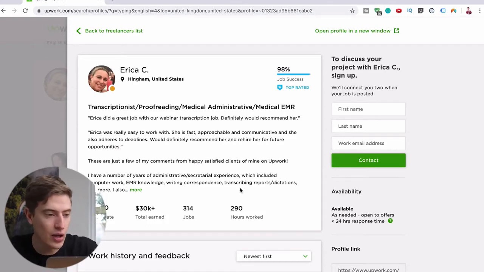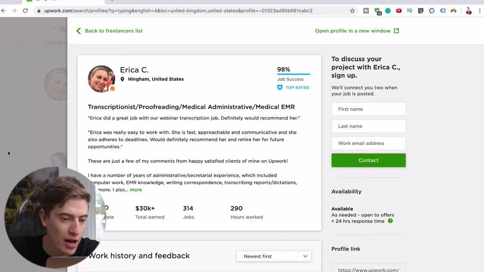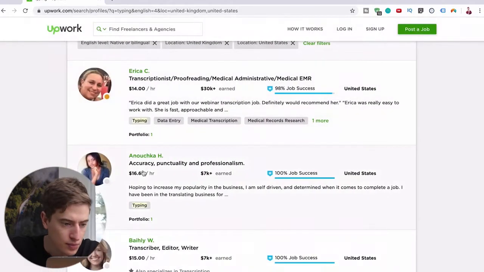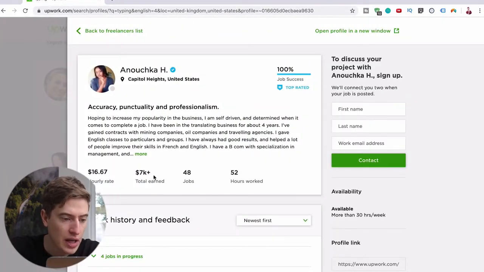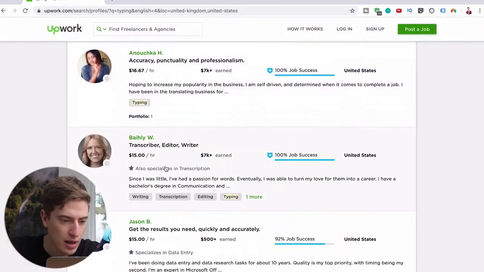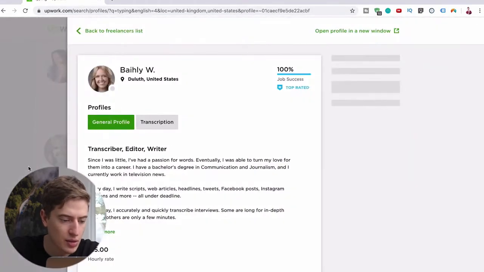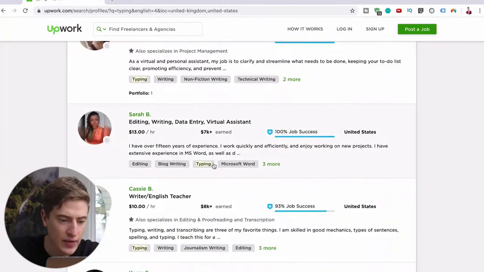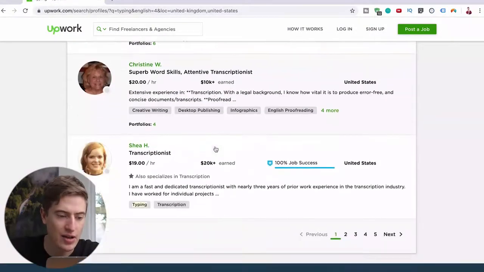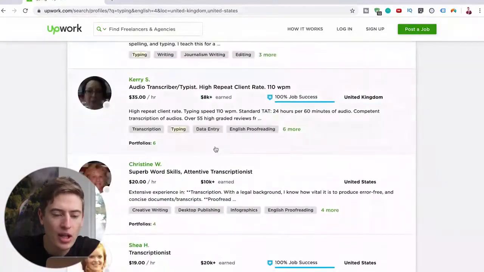Look at this. Okay, let's just have a look. This is Erica, right? 30 grand earned. Okay, let's have a look at this one. This is Anucha, 7,000 earned. Okay, so have a look at this one, 7,000 earned as well. You can see it right here, $500 earned, 3,000 earned, 7,000 earned, 8,000 earned, 8,000, 10,000, 20,000. There are pages of people.